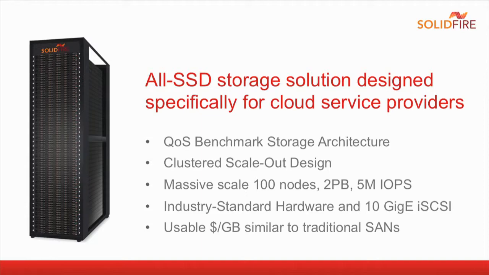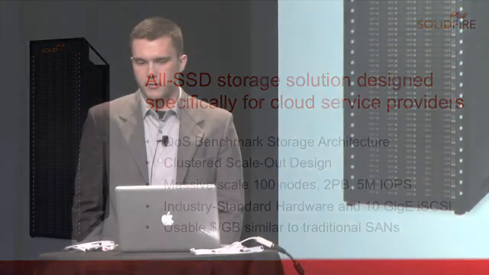So we eliminate all the single points of failure and really end up with a solution that matches with the cloud paradigm in general, which is to have scale out, not scale up. Usable dollar per gig is going to be a lot similar to performance spinning disk after you factor in inline deduplication, compression, thin provisioning. You're going to end up around $4 or $5 per gig, so very competitive there despite the additional performance that you're going to get from a flash solution.